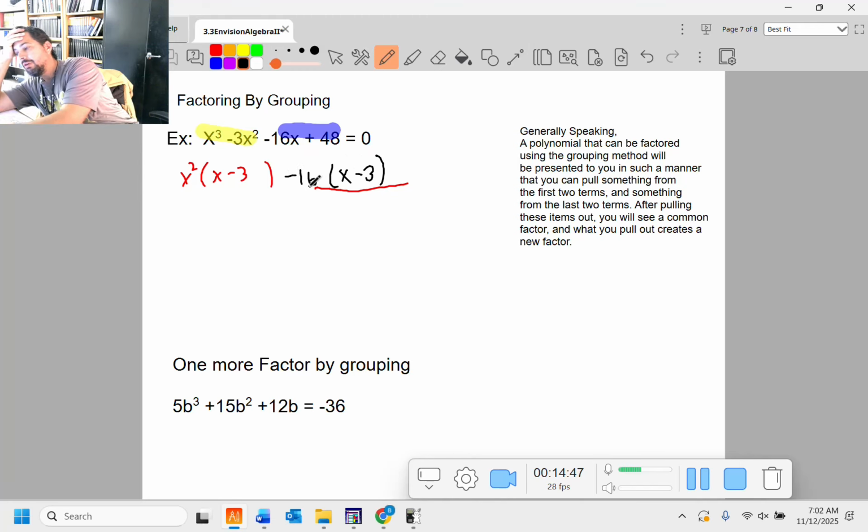Now think about what you wrote. Negative 16 times x is negative 16x. Negative 16 times negative 3 is positive 48. And this is going to seem really funny, me saying this, but you have gone from something with 4 pieces into something with 2 pieces. This is one thing and this is one thing. And both of them have a common factor of x minus 3.